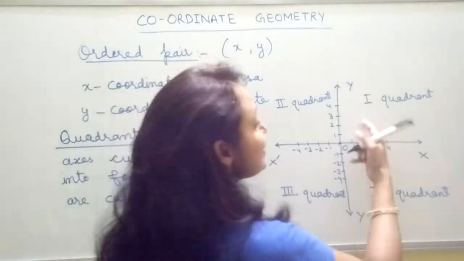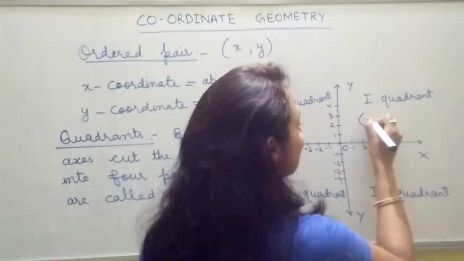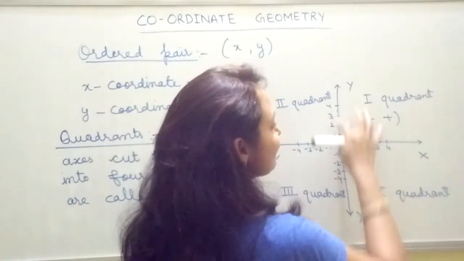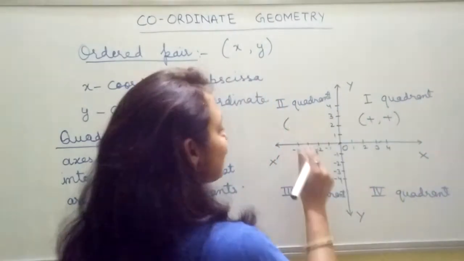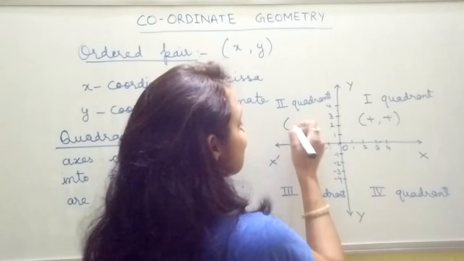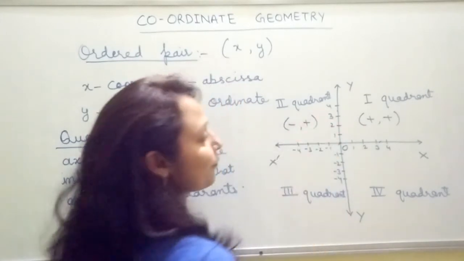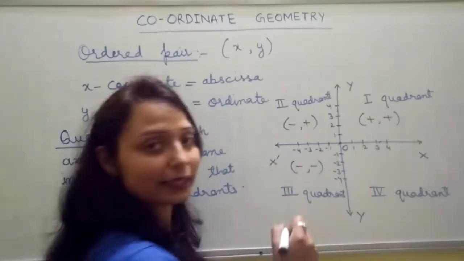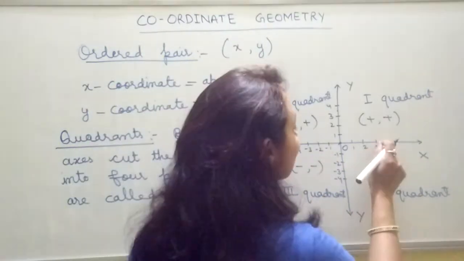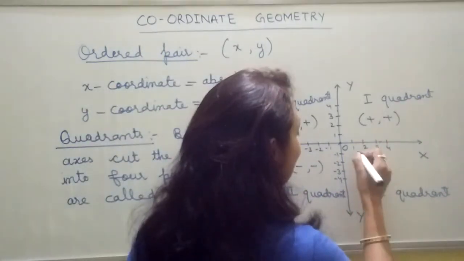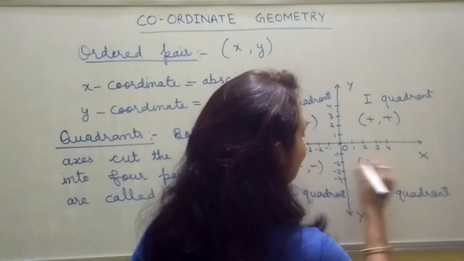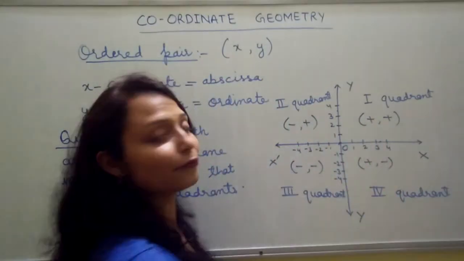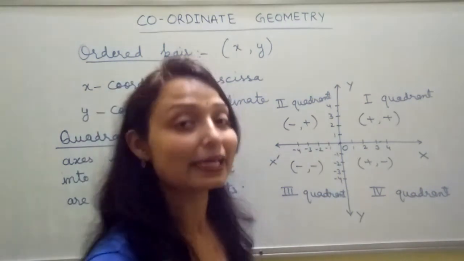In the first quadrant, x is positive and y is positive. In the second quadrant, x is negative, y is positive. In the third quadrant, x is negative, y is also negative. In the fourth quadrant, x is positive and y is negative. So there are four different sign combinations in the four quadrants according to their axes.